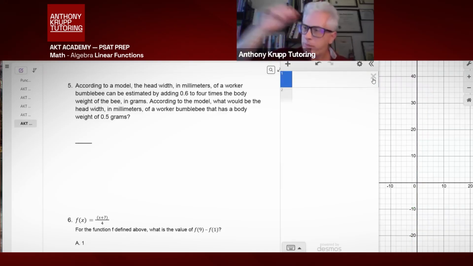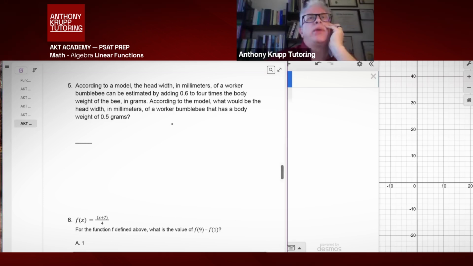More word problems, yay. Okay, according to a model, the head width in millimeters of a bumblebee can be estimated by adding 0.6 to 4 times the body weight of the bee. I'm going to make that B for body, okay? You don't want to have 2 W's. So the width is 4B plus 0.6.